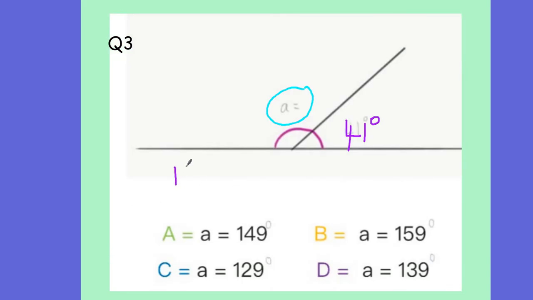Next one, we know there are 180 degrees on a straight line, so to work out the missing angle, we need to do 180, subtract 41, and that will give us 139 degrees. So the correct answer was D. Well done if you got that right, that was from last lesson.